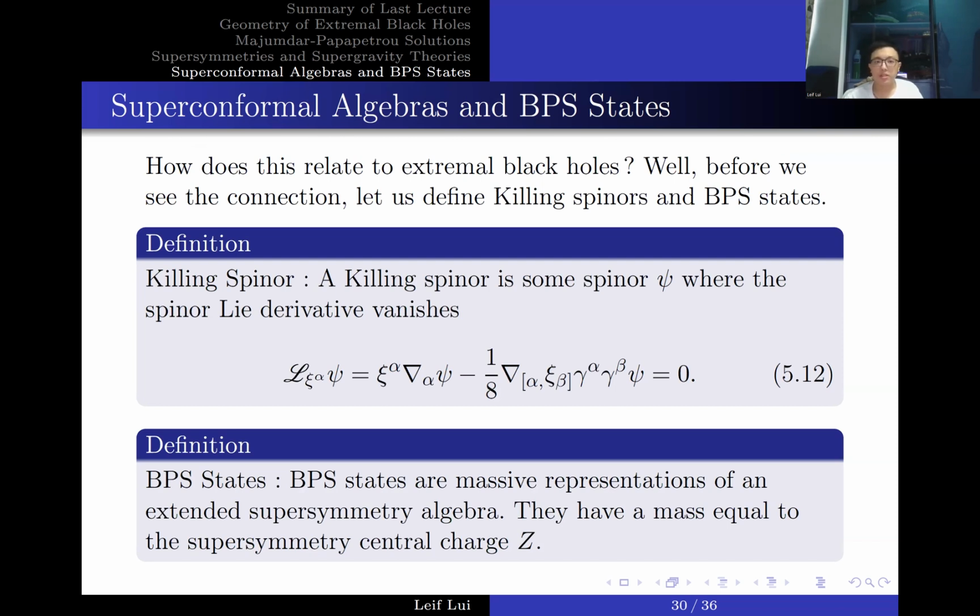Well, before we can see the connections, we need to define something called a Killing spinor and BPS states. A Killing spinor is a spinor where the spinor Lie derivative vanishes. This is the spinor Lie derivative, and basically it's similar to the Lie derivative of vectors and tensors, but we have this additional term with gamma matrices and this commutator. And BPS states are basically massive representations of an extended supersymmetry algebra. And they have a mass equal to that of a supersymmetry central charge Z.